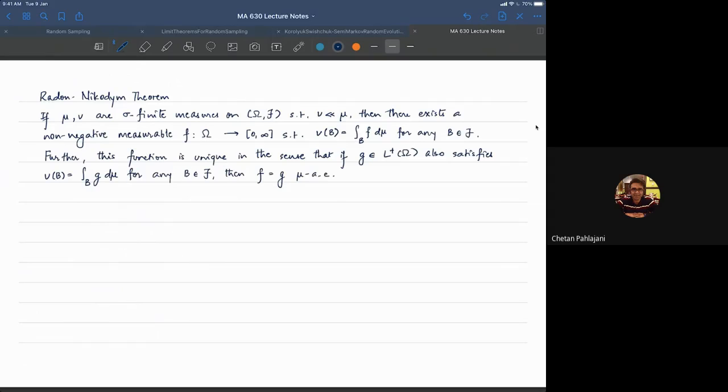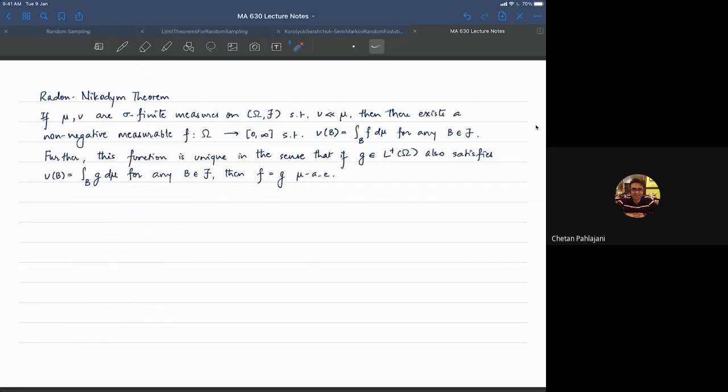Another way of saying it is that this Radon-Nikodym function f is essentially unique. In other words, if I come up with f and you come up with g and both of them satisfy these properties, then our two functions have to be equal almost everywhere. There is no way around it. Any questions with what is being stated?